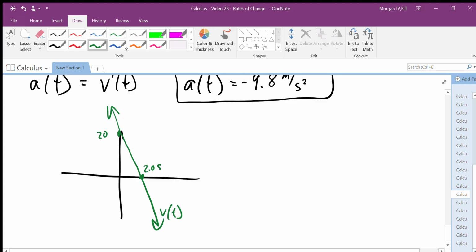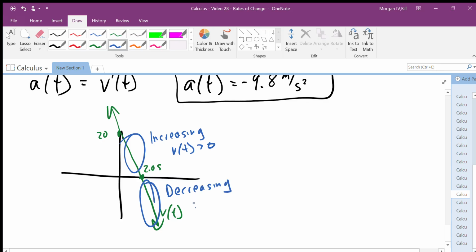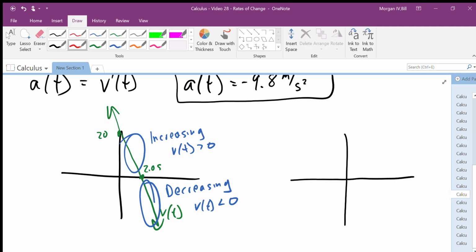In other words, in this region between 0 and 2.05, we're going to have positive velocity, or we might say that the function is increasing. And from 2.05 until it hits the ground, the function will be decreasing, or we might say the velocity is negative. And then the acceleration function, negative 9.8, is just a nice horizontal line, a of t at negative 9.8. Very good.